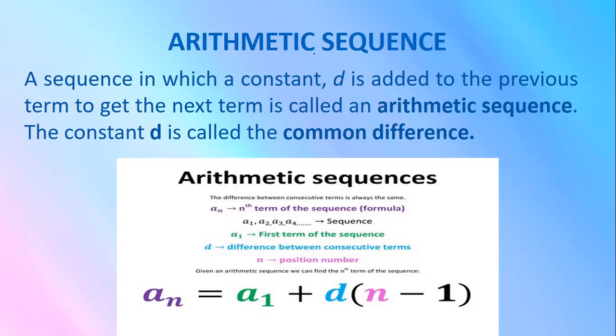So yan yung formula for the nth term of arithmetic sequence. Tandaan natin, ang a sub n is the nth term. A sub 1 is our first term. D again is common difference, and yung n natin, ito yung number of terms or yung position number. Okay, so malinaw ba? Linaw yung formula. Okay, so gamitin natin sa mga makabuluhang example.